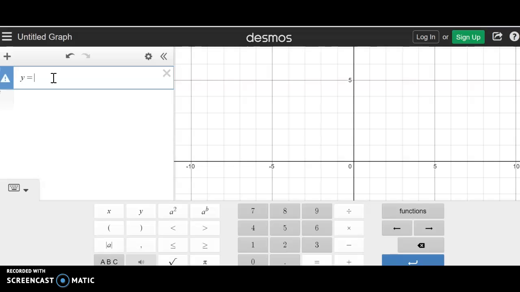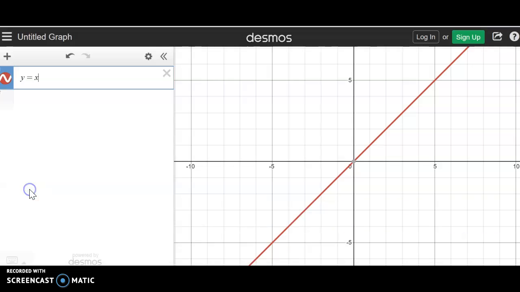So I'm going to graph y equals x. Now when I graph y equals x, there's a couple of things. In algebra, this is called the parent linear function. Every single line is based off of this graph. And the parent function will go through the origin and have a slope of 1 and have a y-intercept of 0.